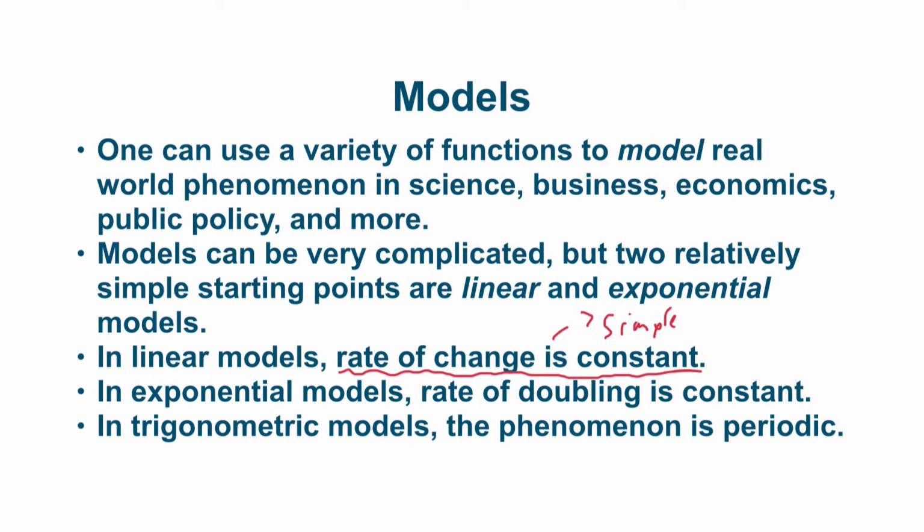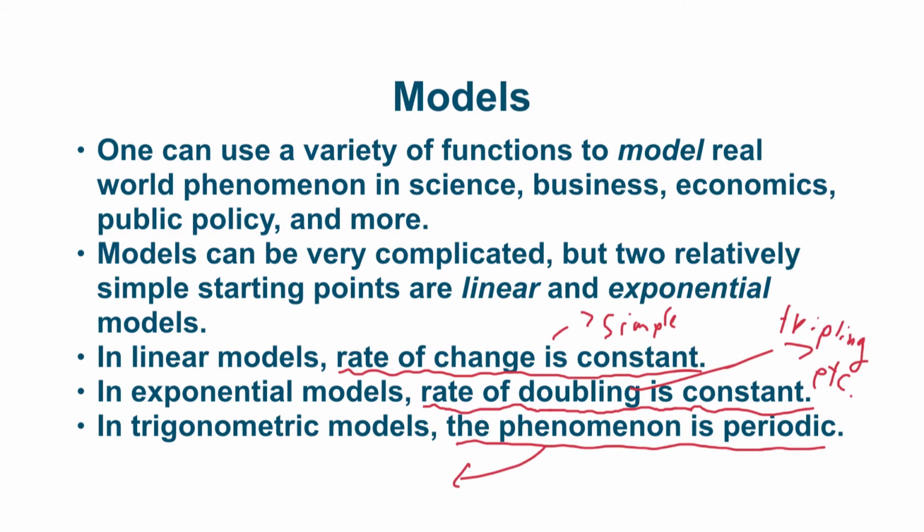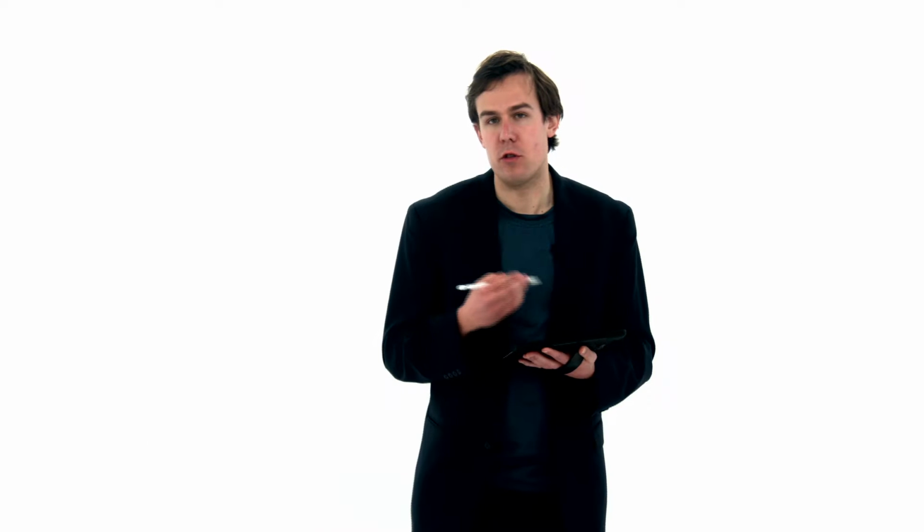In comparison, look at exponential models. These will be characterized by having a constant rate of doubling, etc. In trigonometric models, we'll look at phenomena that are periodic over time. But we'll start with linear models because they're the most straightforward.